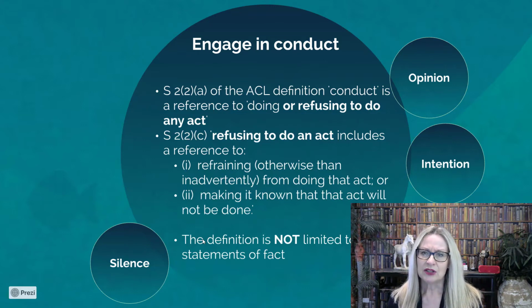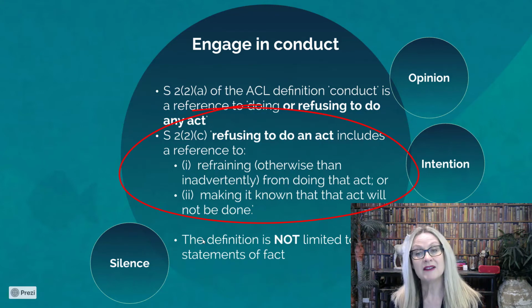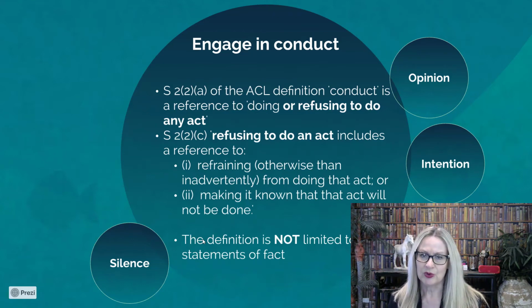law. Immediately you can see Section 2, Sub 2, Sub C goes to the heart of actions that turn on silence. So refusing to do an act includes a reference to refraining otherwise than inadvertently from doing an act, okay? So if you deliberately refrain from doing something, that is speaking up, then that conduct will be squarely within the realms of Section 2, Sub 2, and that conduct may well fall within Section 18. So that's the first thing to note.